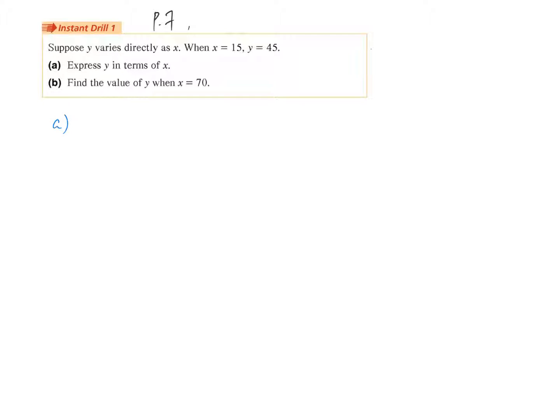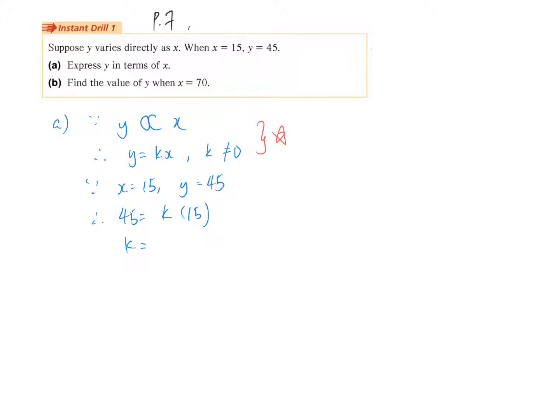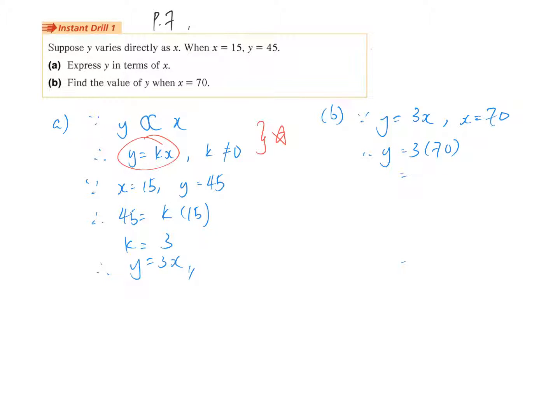Part A, y varies directly as x. Because y varies directly as x, remember to say the sentence. Therefore, y equals kx, where k must not equal 0. Please pay attention to this presentation every time you write it down. Because x equals 15, y equals 45, therefore 45 equals k times 15, and by easy calculation we find that k equals 3. Put it back into this formula, we have y equals 3x. That's all for part A. Now part B, because y equals 3x and x equals 70, therefore y equals 3 times 70, and hence equals 210.